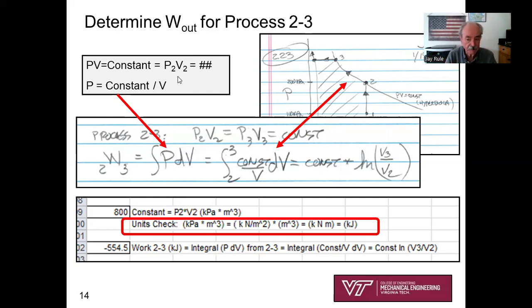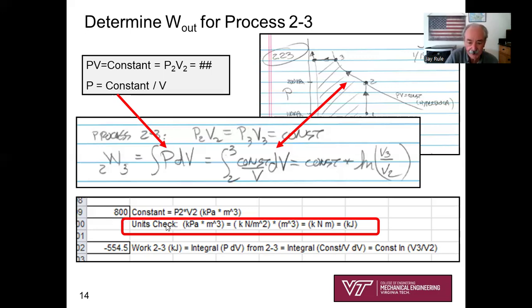In my world, as a student and then as a practicing engineer, I went ahead and solved for that constant immediately. And so here's what I do in my solution. The constant is P2 times V2. It was all given. And so I've got 800 as my constant value.